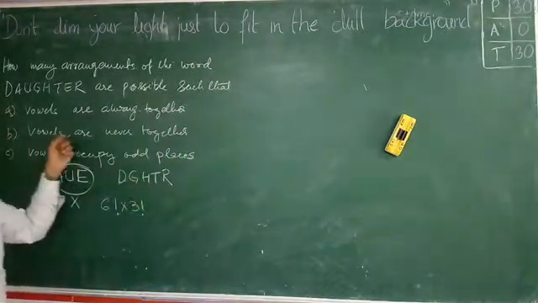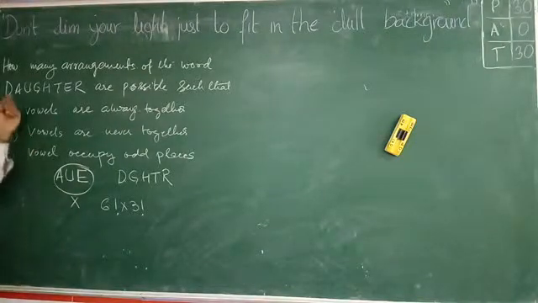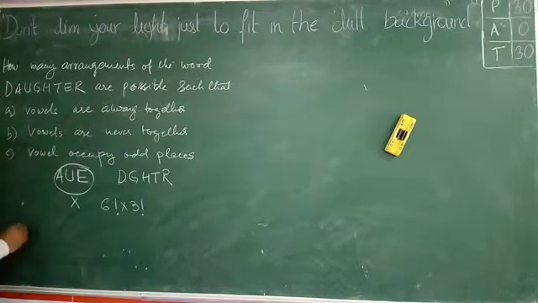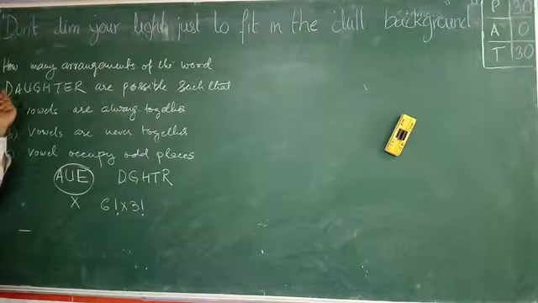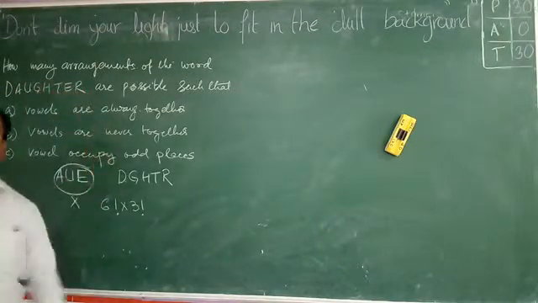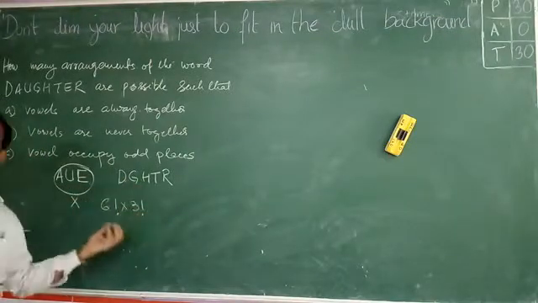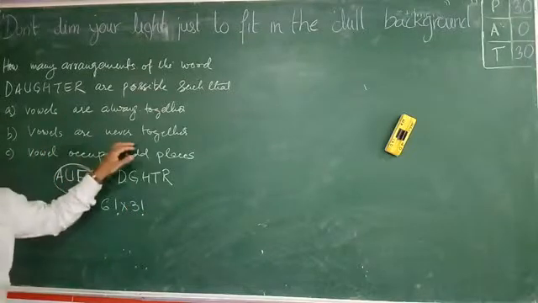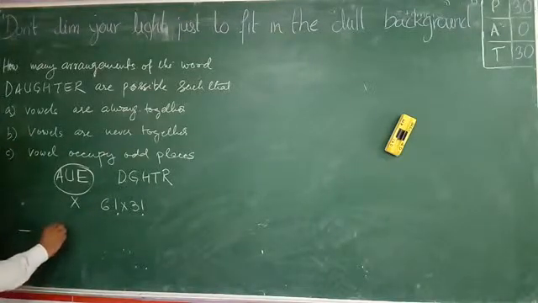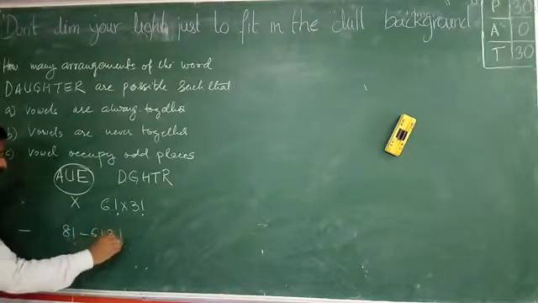To do this, we need to know the total number of ways, and that we can get from the letters used in the word DAUGHTER. There are total how many letters in this word? 8 letters. So the total number of ways in which all the letters can be arranged is factorial 8. Out of which we are going to eliminate the cases when the vowels are together, so that we get the answer for vowels not being together. Is this clear? So the answer to this question is factorial 8 minus factorial 6 into factorial 3.